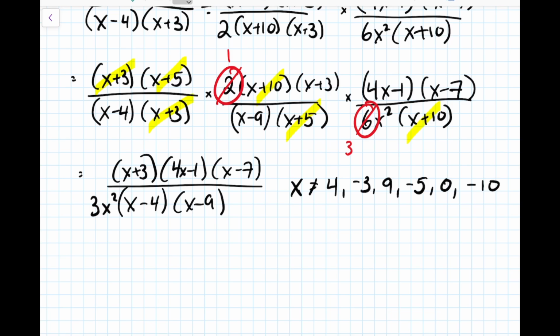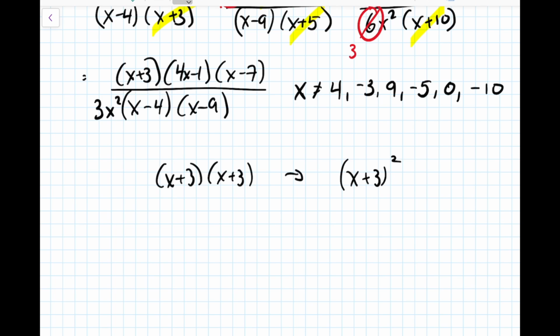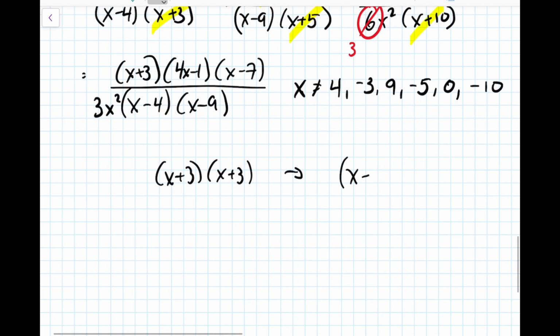Now, but before I do, just one thing I want to mention. If you end up in a question with something like x plus 3 times x plus 3, you can absolutely rewrite that as x plus 3 squared. It's not mandatory at all, but it can be helpful to maybe make things a little bit simpler. So when you're dealing with an answer, that is something that you can do. Just don't feel obligated to.